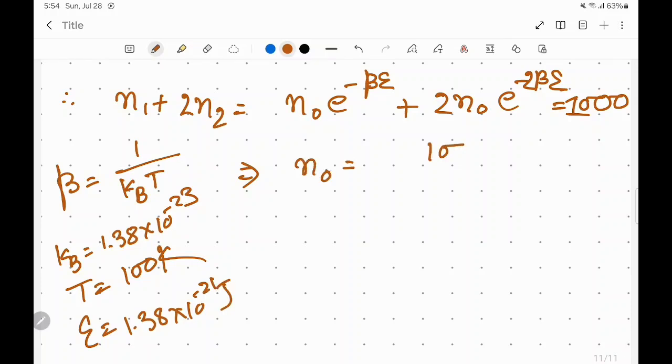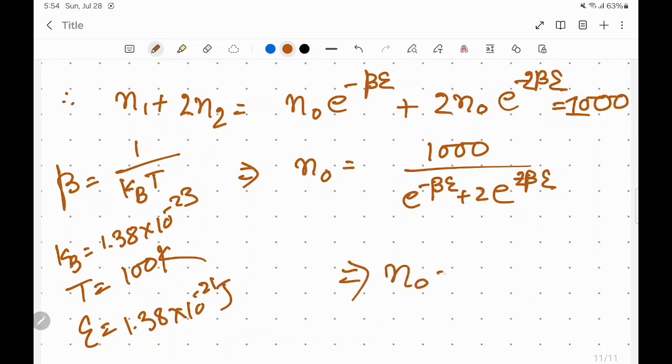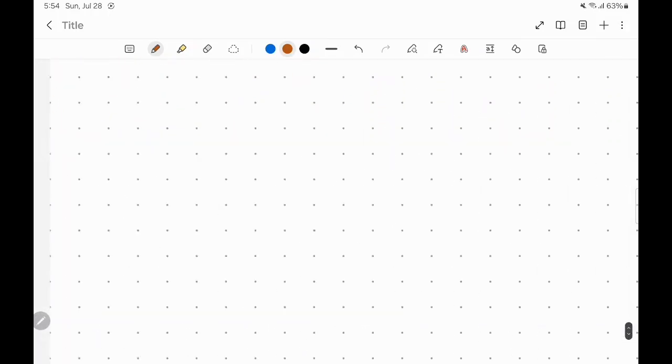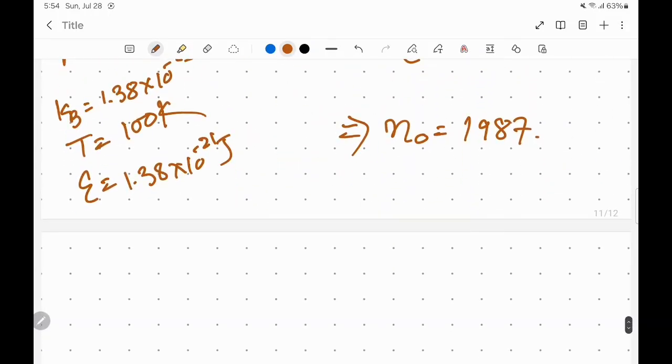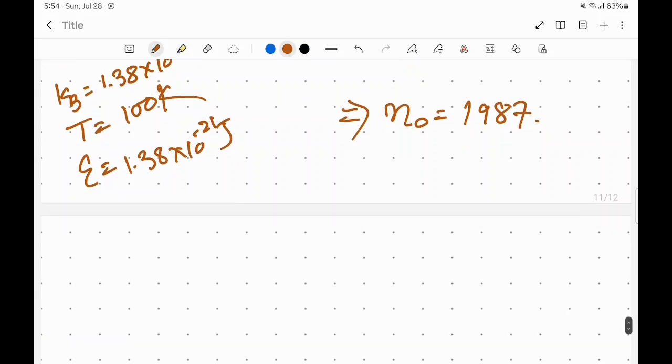That will be 1000 divided by e to the power minus beta epsilon plus 2 e to the power minus 2 beta epsilon. You have to put these values in. I'm not doing this, it is just a mathematical calculation. It will be 1987. If this does not come, you can ask me in the next class, but this should come. So n0 equals 1987. Now n1 and n2 you can calculate easily.